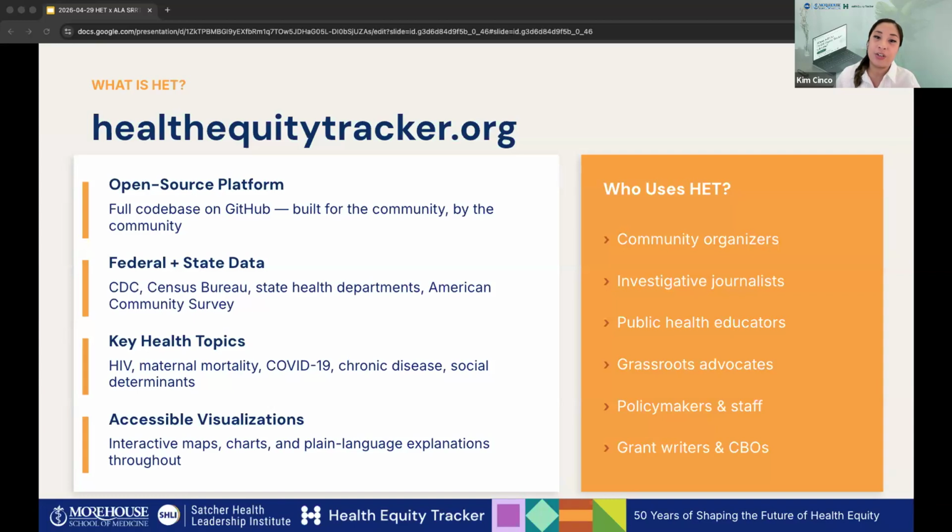Those users include community health organizations, investigative journalists, public health professors, grassroots advocates, policymakers and their staff, and people writing grant applications for community-based organizations. The goal is simple: get the data out of the databases and into community hands.